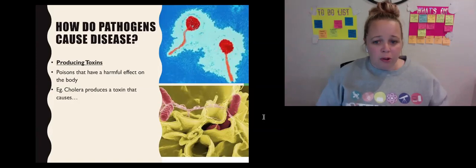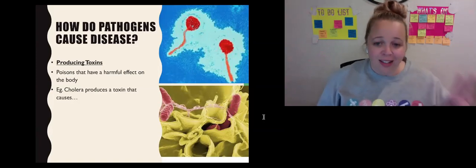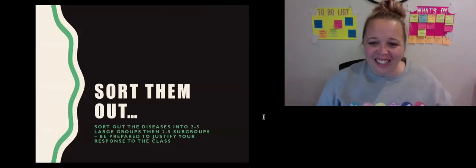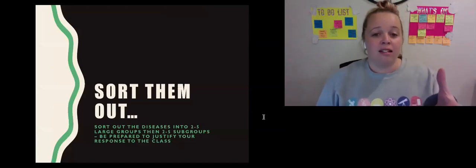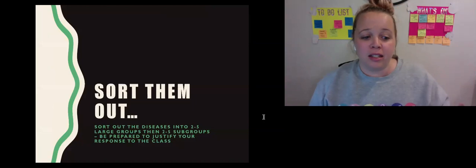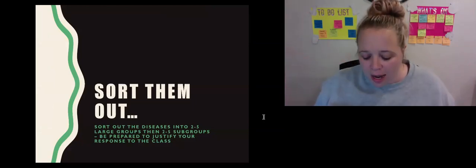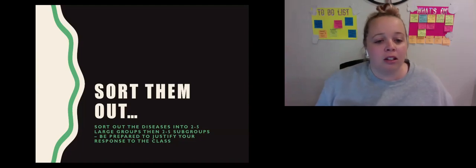So that's just a couple of the ways that a pathogen can cause disease and a little bit of an introduction. I'm going to get you to stop. We're going to go back into class, and you are going to sort out the diseases into 2 or 3 groups, or 2 to 5 groups, maybe more, that I give you, and you're going to justify your response. See you soon.